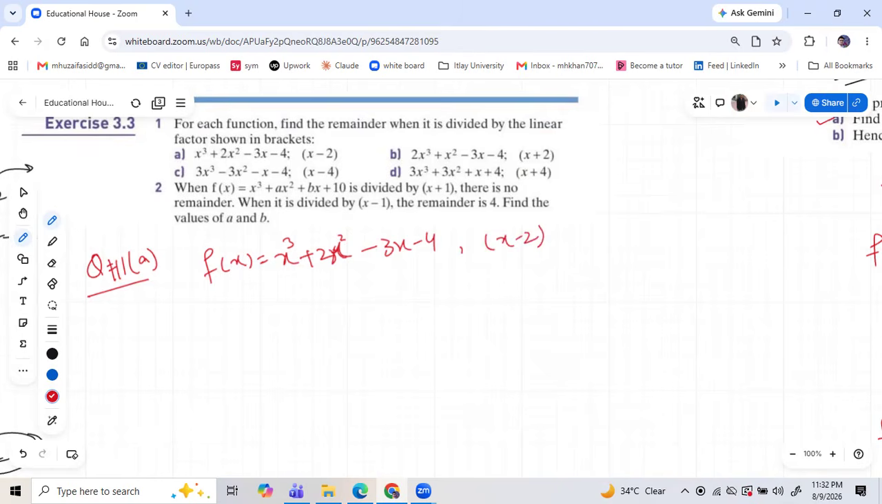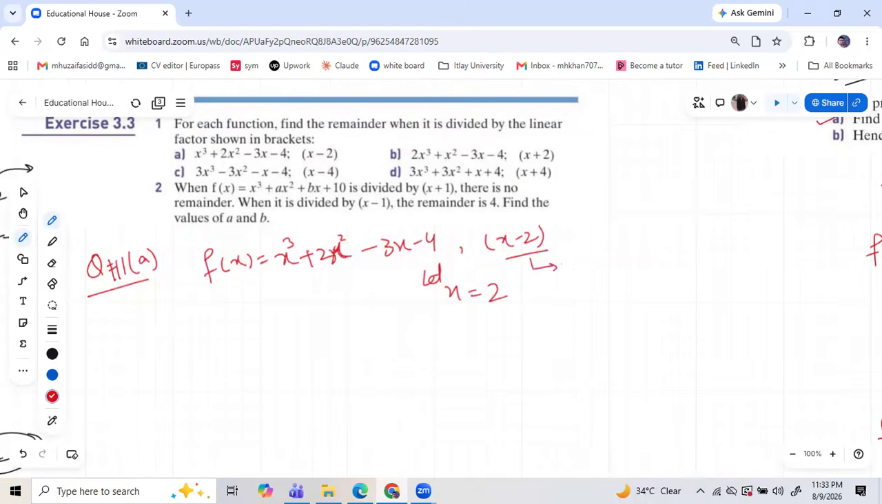So how can we solve it? Do you have any idea? You can divide it by x minus 2. Look at it: for each function, find the remainder when it is divided by the linear factor shown in the bracket. We just find the remainder. So x is equal to what? 2.